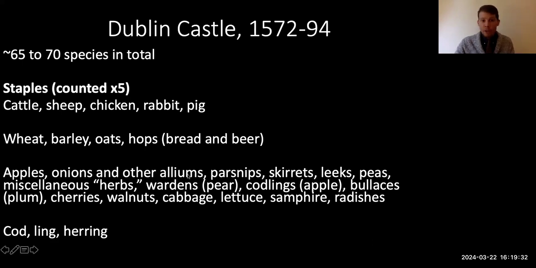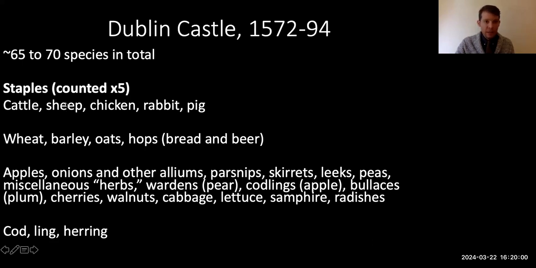So I'm just going to walk through these species, and I want to identify what it is people were eating at Dublin Castle more than 400 years ago. And the first thing that jumps out is when we talk about staple dishes, we see a fair bit of meat. In fact, it's likely that people at Dublin Castle were eating more meat than just about anywhere else in the region at the time. And cattle, beef, did make up the bulk of their meat.